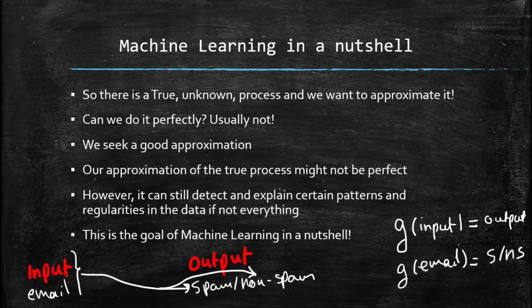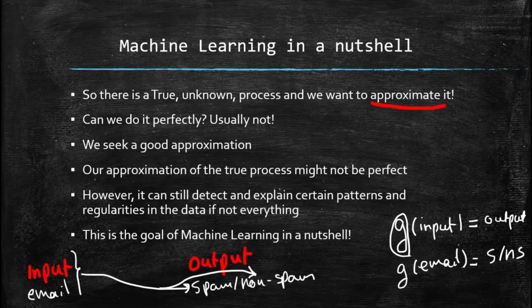Now, let's go back to the first line. There is a true unknown process, that is my G, that takes an input and spits out an output. But we want to approximate it. Why approximate it? Because we don't know it. As simple as that. We know there is something there, but we don't know it. So we're trying to approximate it. I want to emphasize this bit right here: we want to approximate our G, our true process, our true function.